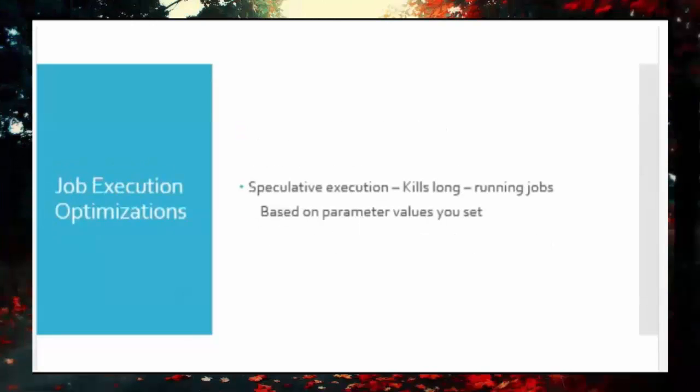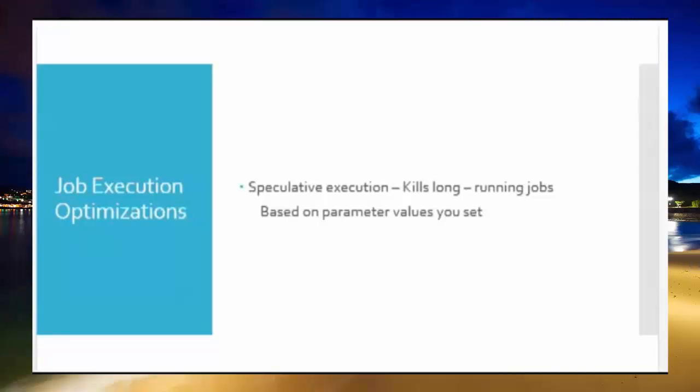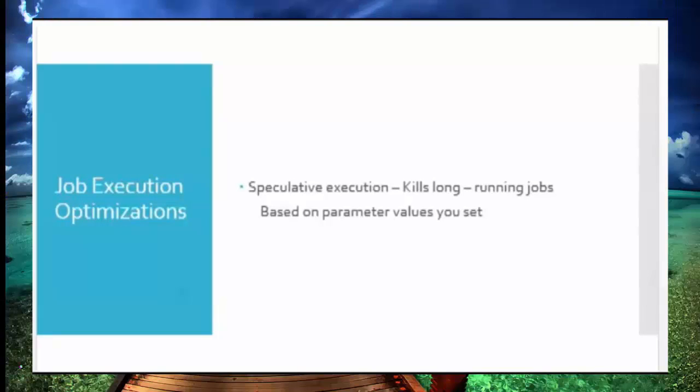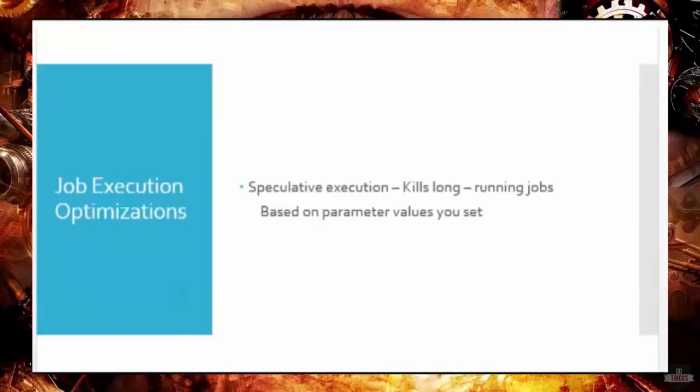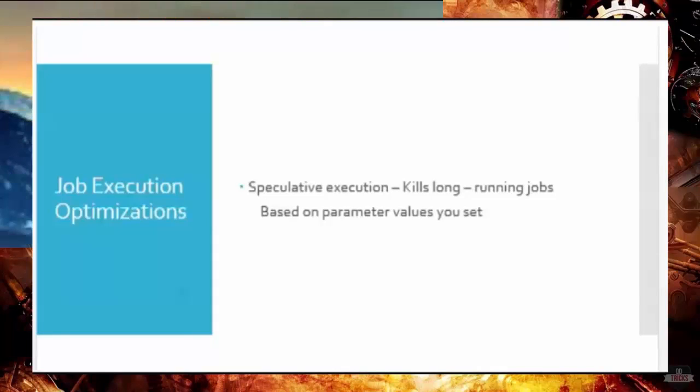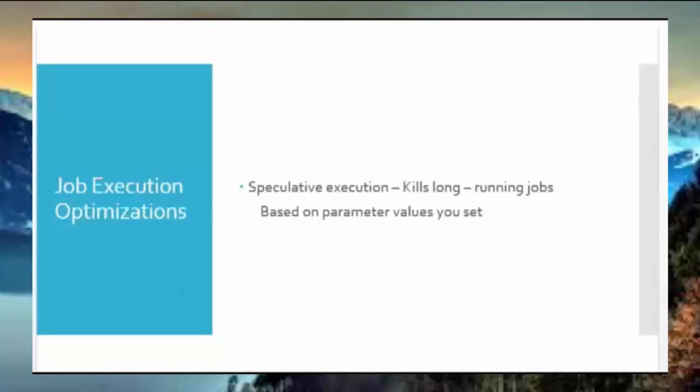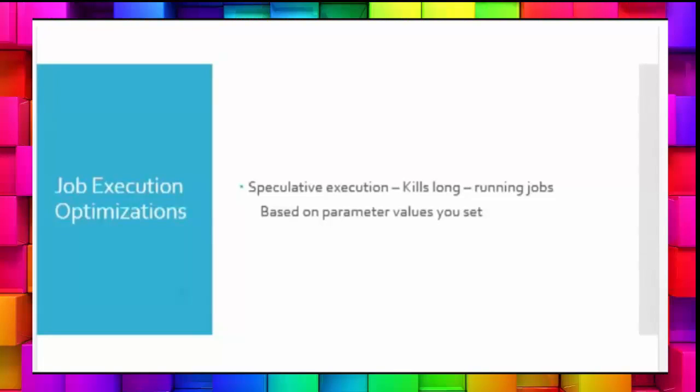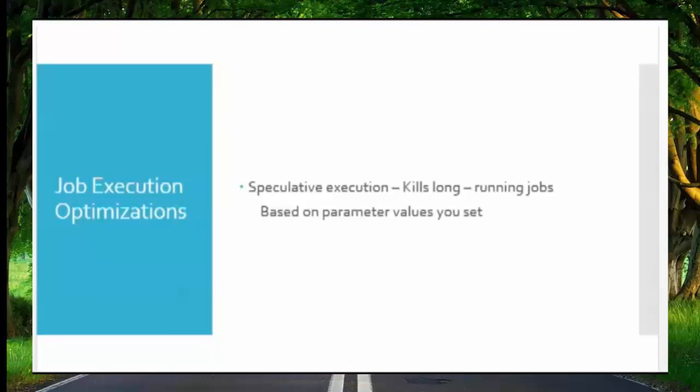Now, in terms of job execution optimization, a common paradigm is called speculative execution. And what that will do is kill long-running jobs based on configurable parameters that you set, either in the source code or more commonly in the execution environment. In, for example, Cloudera Hue, you can specify the overhead it takes to run a job, the number of mappers, the number of reducers, and so on and so forth, so that a job can be automatically killed if those values are exceeded. This is a common situation in production code, so I wanted to include it here.